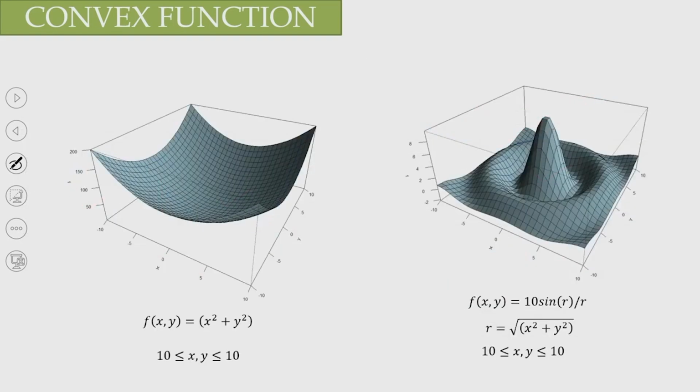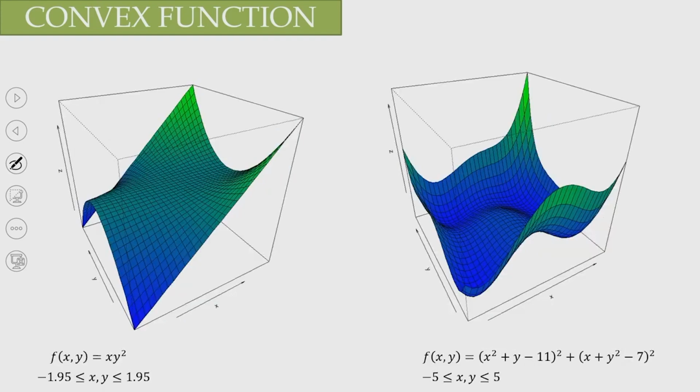function. Similarly, this is a 2D function, a 2 variable function, and you can see that this function is a convex function. But if you look at this particular function, this is a non-convex function. Okay. Similarly, there are some other examples. So, this is also a non-convex function and this is also a non-convex function.